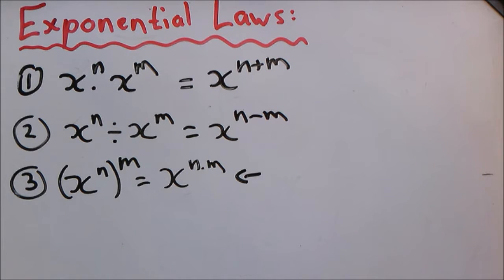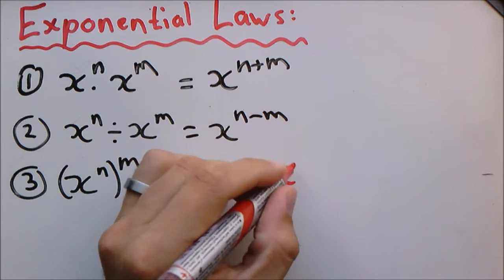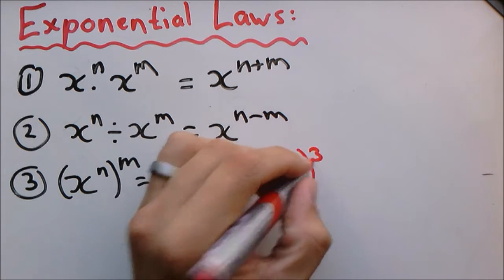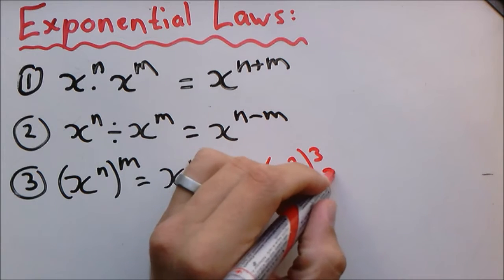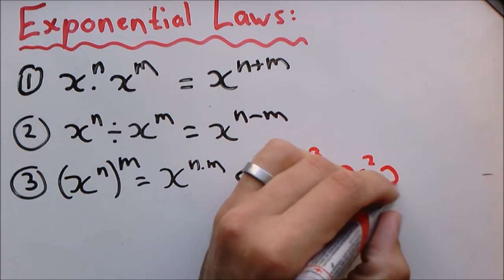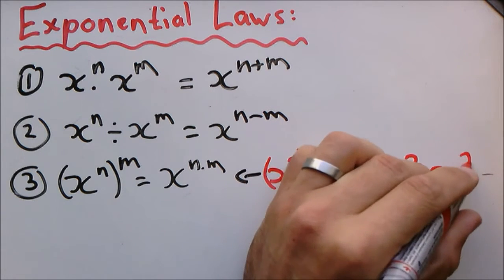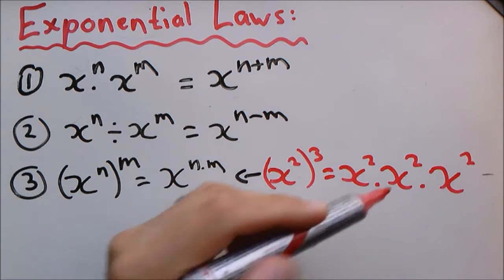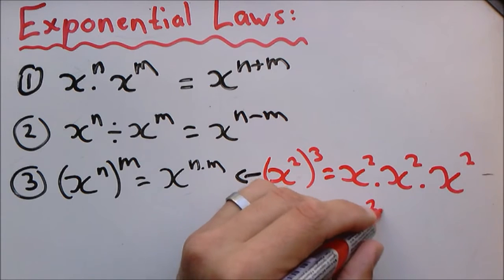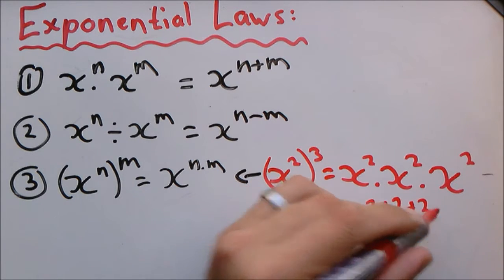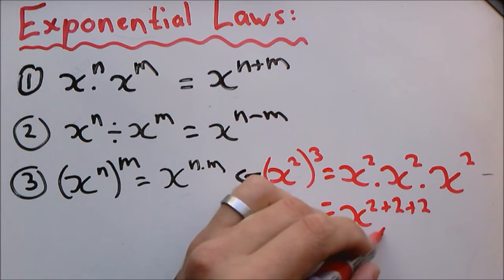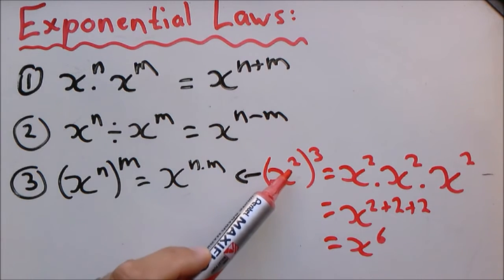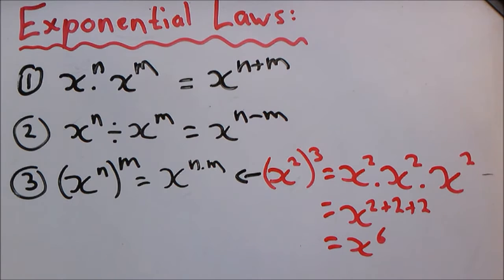For instance, if you have a question like this, x to the power of 2 to the power of 3, what we have there is x squared times x squared times x squared. Now if we apply the first law in this case, we know this will be x to the power of 2 plus 2 plus 2, which is equal to x to the power of 6. If you multiply 2 and 3 with each other, it becomes 6. So just to help you see that, it really helps.